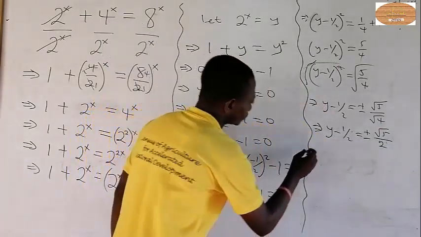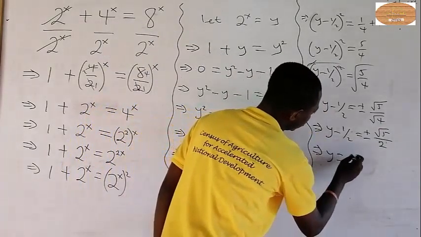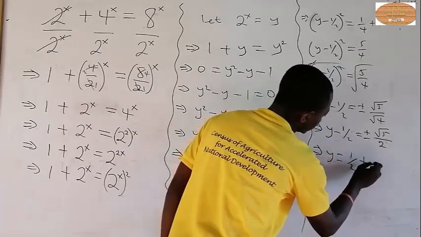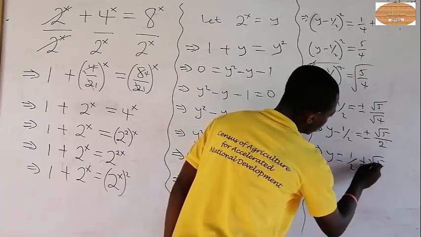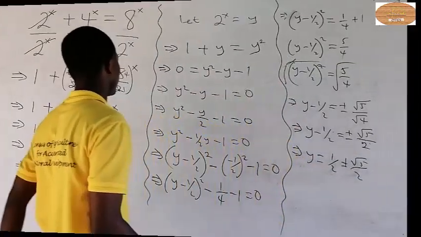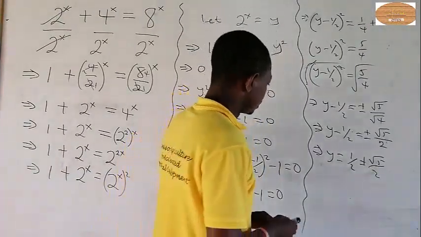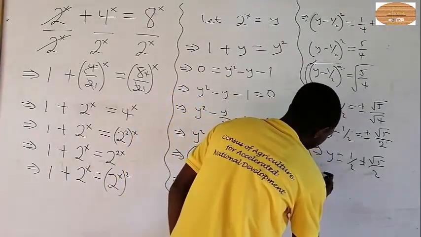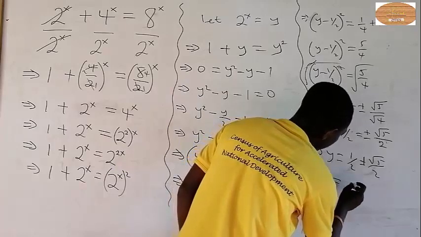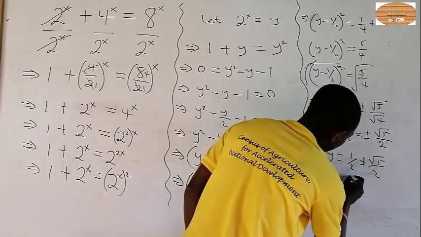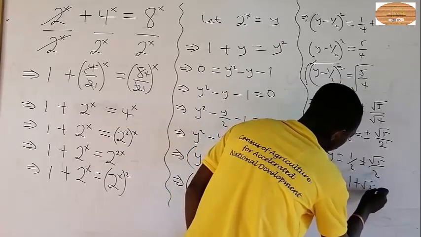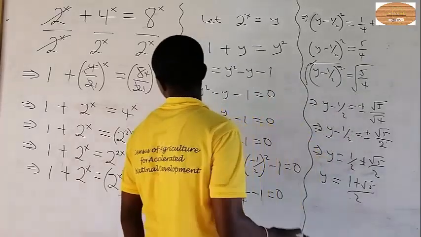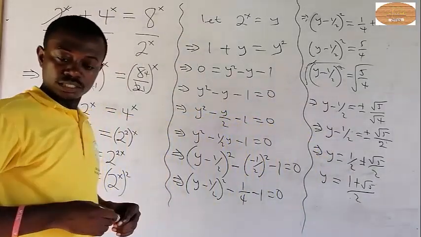Alright, so y equals half plus or minus root 5 over 2. Alright, so let's take y to be positive. So let's take the positive one. So we have 1 plus root 5 over 2 for y. Alright, now let's move on.